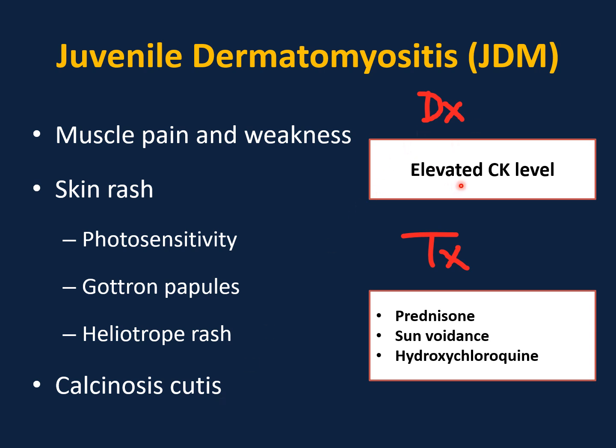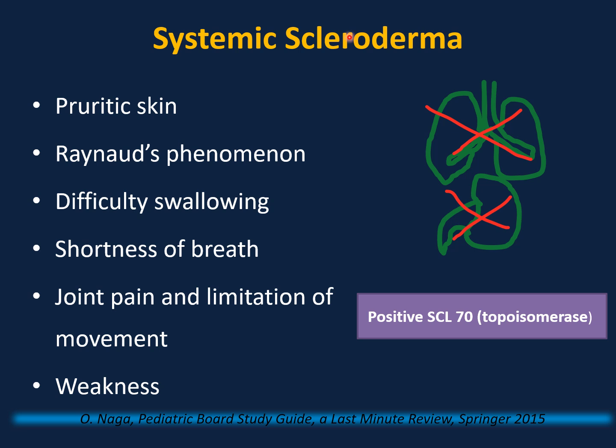Diagnosis is made by detection of elevated creatine kinase level. Treatment is prednisone, sun avoidance, and hydroxychloroquine for rash. Systemic scleroderma or systemic sclerosis is because of excessive collagen deposition in skin and internal organs, commonly associated with pruritic skin, Raynaud's phenomena, which is a whitening of digits or fingers on cold exposure. This can be associated with pain, cyanosis, and also followed by hyperemia.